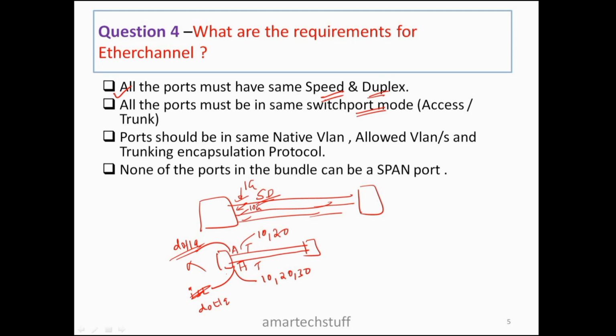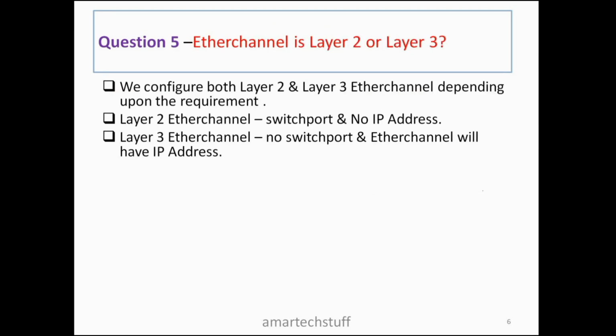And guys, if any port is a SPAN port, that is, participating in some port mirroring, then that port will not let the EtherChannel come up. So these are the few requirements for the EtherChannel to come up: the speed, duplex, the switchport mode, the VLANs, the trunking encapsulation protocol, and again the SPAN port. It should not be a SPAN port. So guys, do remember these points, because this is again a very important question. Let's move on to the next question.